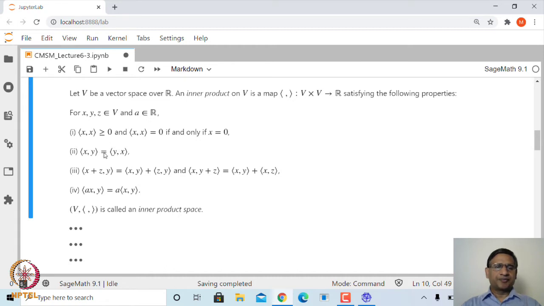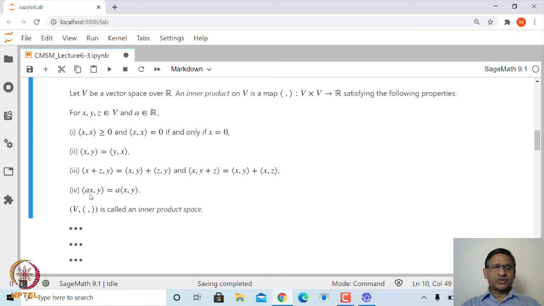This is where the inner product defined on a vector space over the complex field will differ. That will not satisfy this commutativity, rather it will be slightly different. Next property is associativity, or you can say it is linear in each of the components. So, if you take x plus z, take the inner product with y, this is the same as the inner product of x with y plus the inner product of z with y, and this is true for every x, y, z in V. And similarly, x inner product with y plus z is x inner product with y plus x inner product with z.